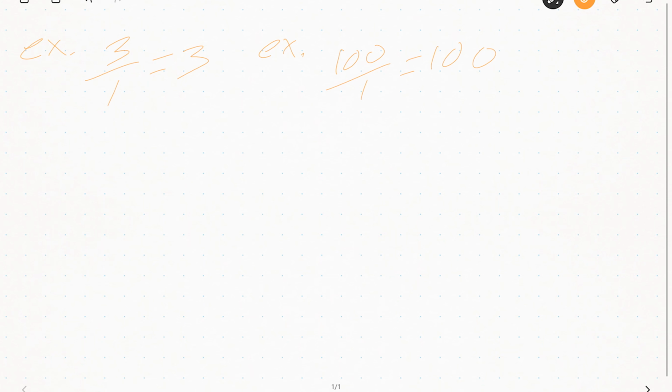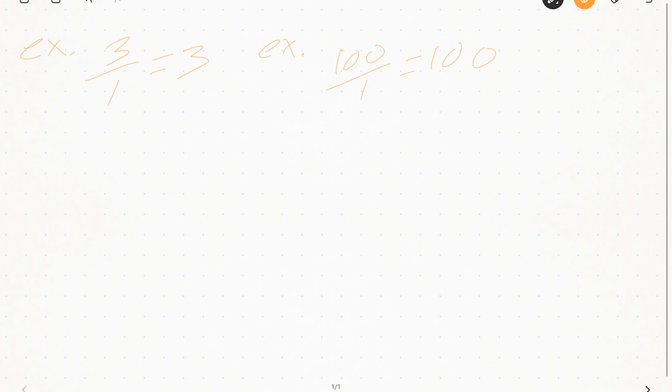Before starting to work on the fractions, let's prove both assumptions. First, if we divide a number by 1, let's say 3 divided by 1, the same number remains. Let's see, 3 divided by 1 is 3. Let's try 100 divided by 1. It's 100.